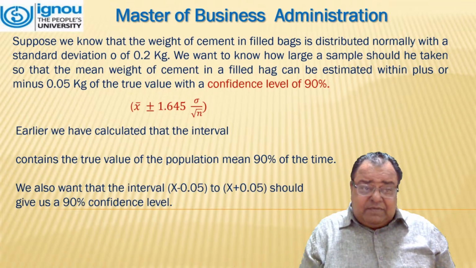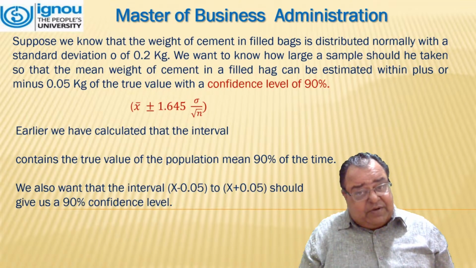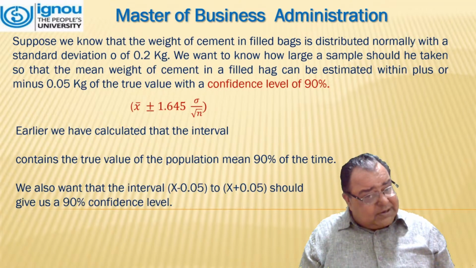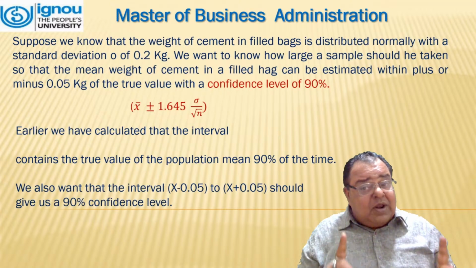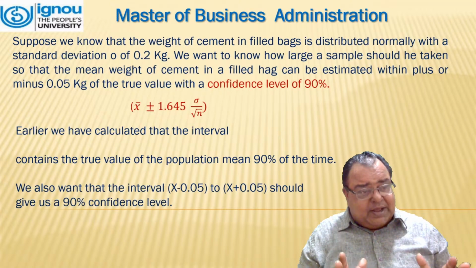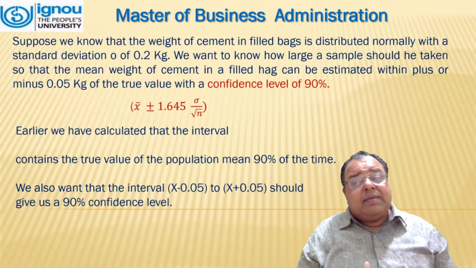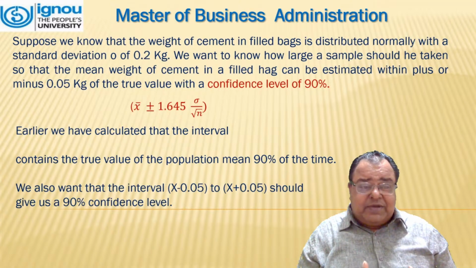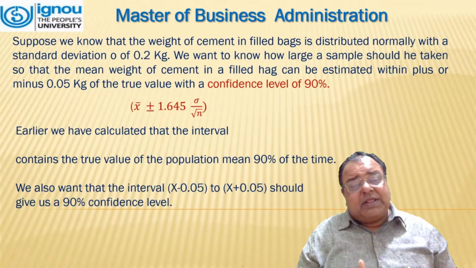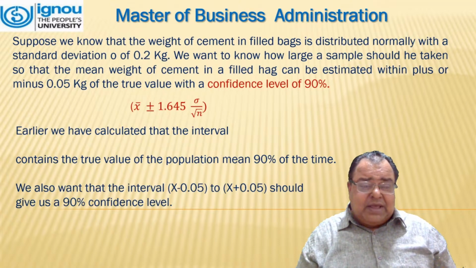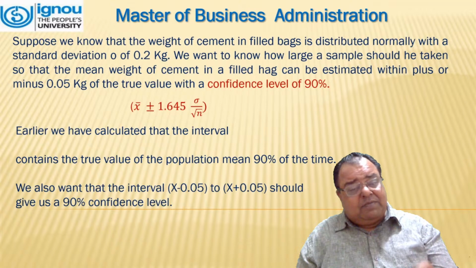Suppose the weight of cement in filled bags is distributed normally with a standard deviation of 0.2 kg. We want to know how large a sample should be taken so that the mean weight of cement in a filled bag can be estimated within plus or minus 0.05 kg of the true value with a confidence level of 90%. For confidence of 90%, we have x bar plus or minus 1.645 times sigma upon root n.